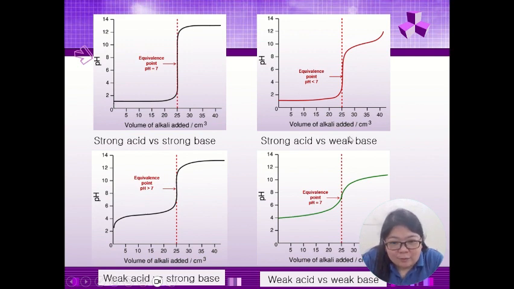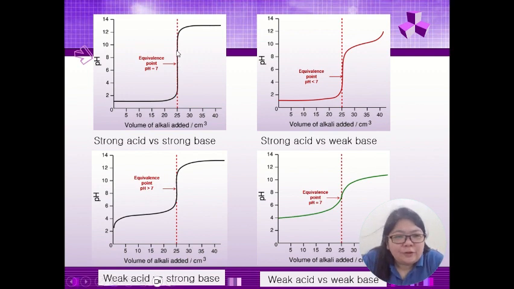Look at this, strong acid versus strong base. With strong acid in the conical flask, also we start with 1. Now the pH will rise very, very slowly, so that it is almost flat, until the last drop of NaOH being dropped into the conical flask, and the pH goes up to 7. For strong acid, strong base titration, the equivalence point is at pH 7.